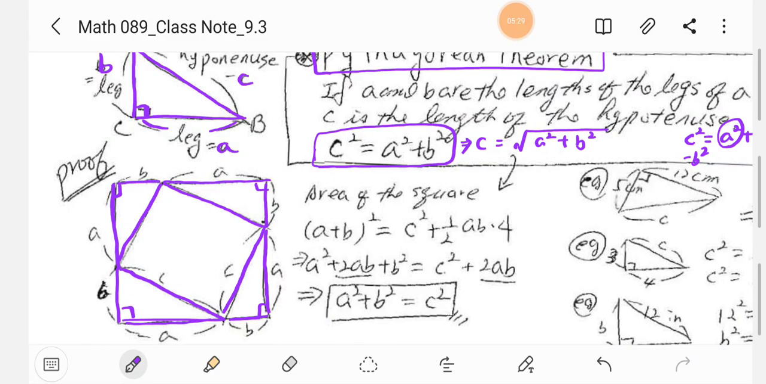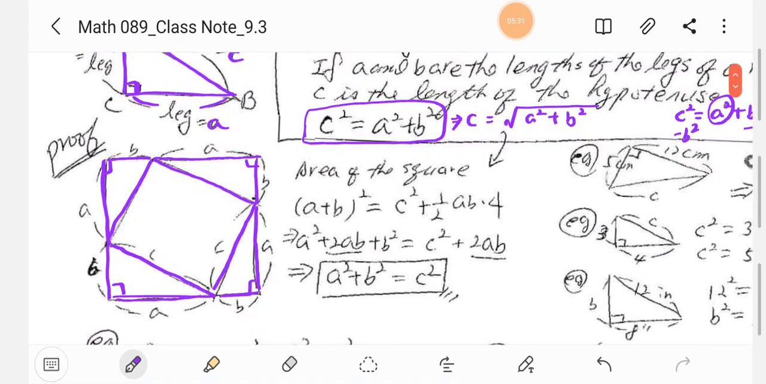All right, so as you see this one, this is a square. We just draw a large square, and inside is a small square. So the large square is equal to what? The large square has each side A plus B, so the area of the largest square is (A plus B) squared, because A plus B is multiplied twice.